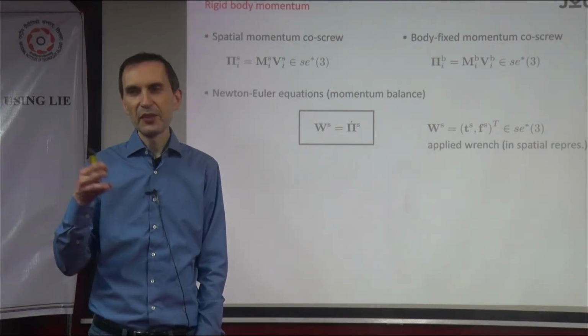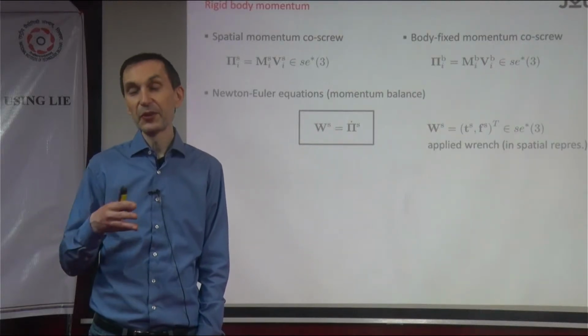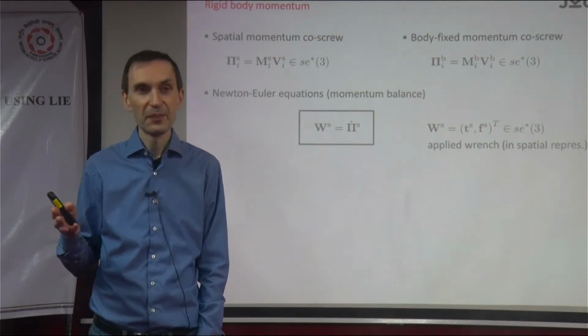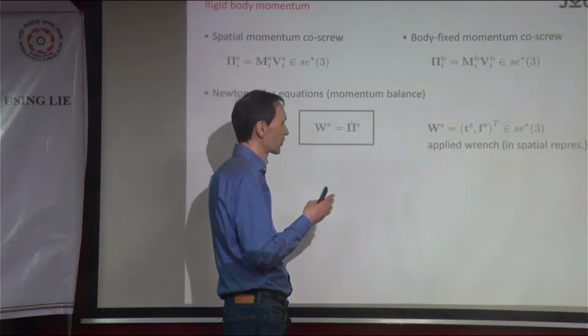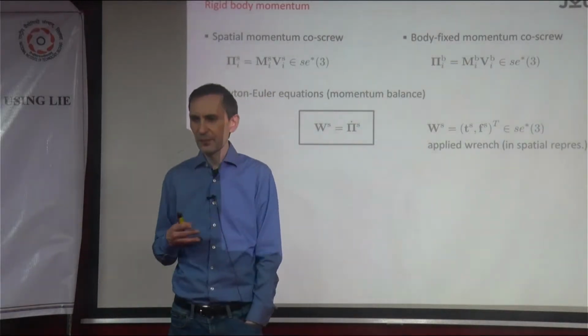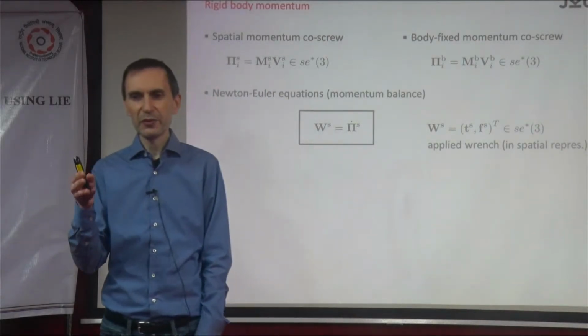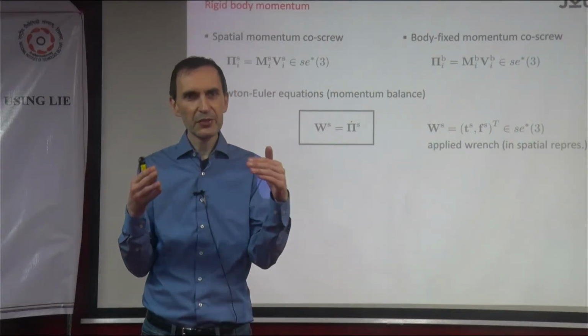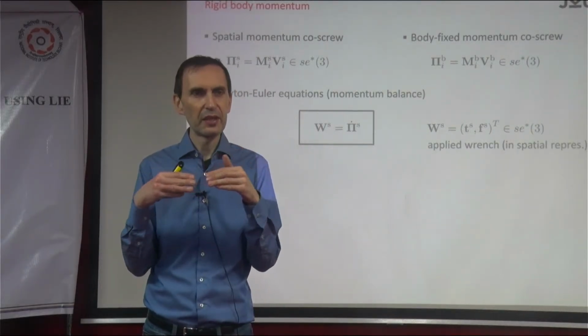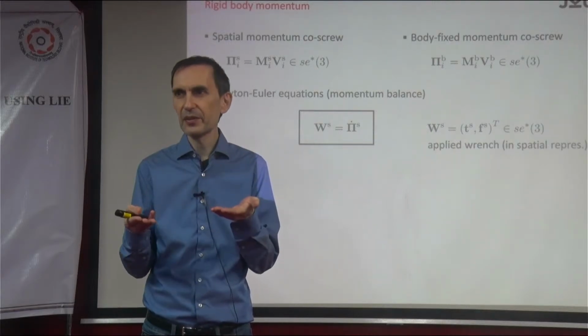It's the space of linear operators. So you can make things very complicated, but you can also try to understand it physically, because linear operators on the space of twists are essentially wrenches. Because if you apply a wrench to a twist, what you get is a scalar, which is what the linear operator does.